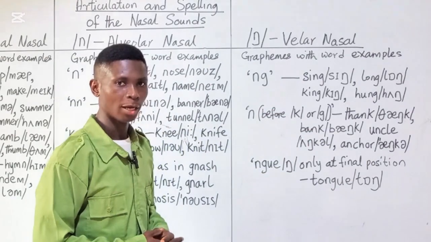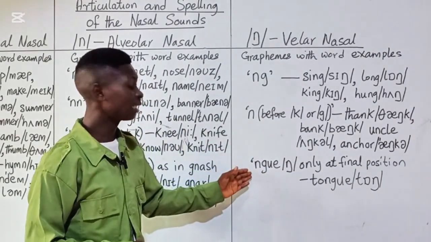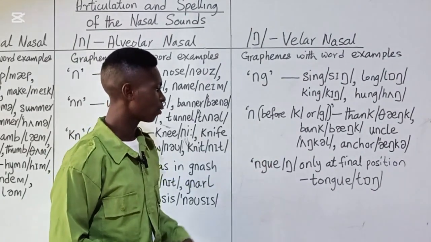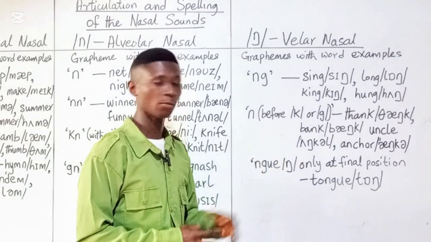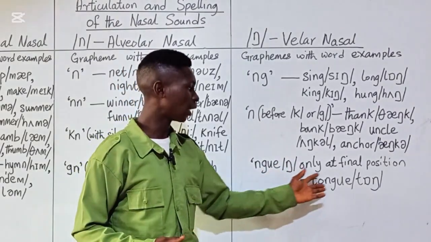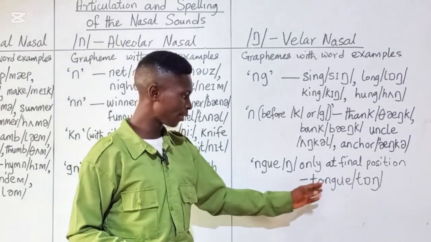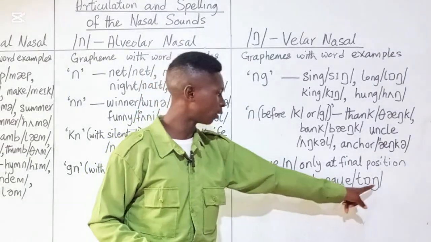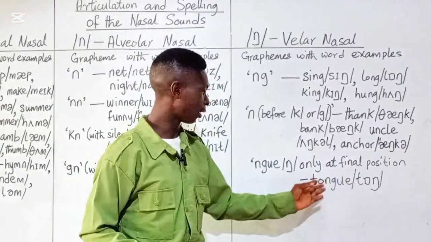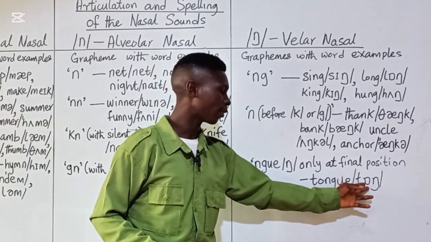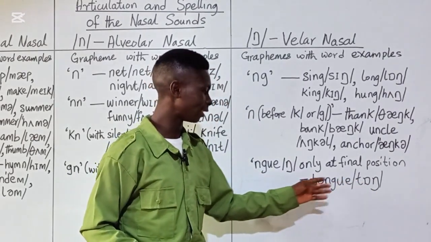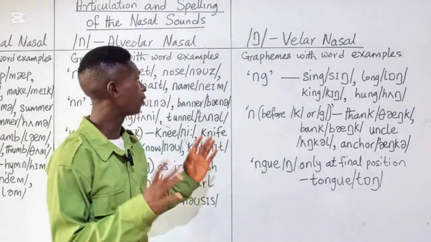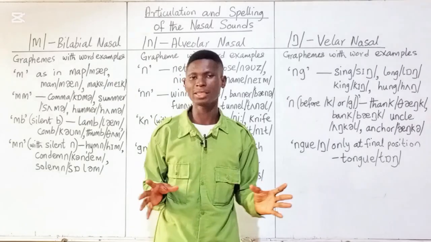So you understand that. Another spelling of the velar nasal sound is NGUE, only at the final position of words. For example, tongue. As you can see, NGUE in this word spells only one sound, the velar nasal, whereas O spells its own sound, and letter T spells the sound T. So we have tongue. Alright, so that's it about the nasal sounds of the English language.